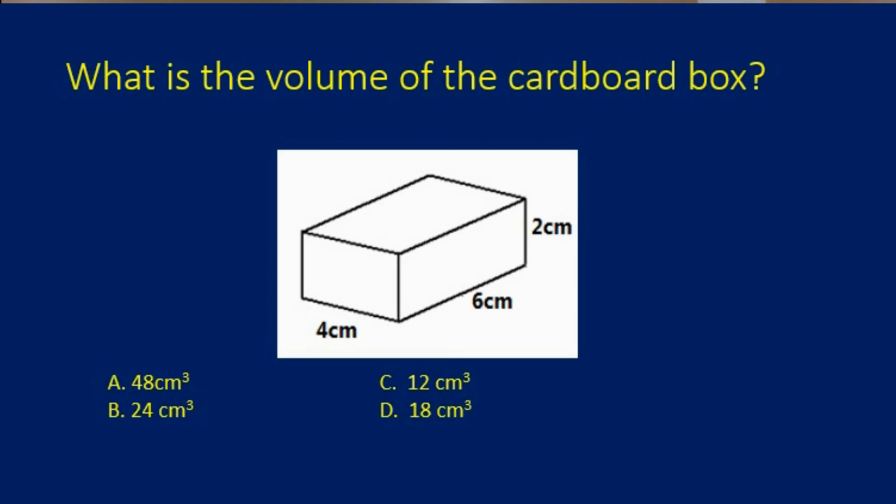What is the volume of this cardboard box? Volume is length times width times height, so 6 times 2 is 12, 12 times 4 is 48. And A is the correct answer.